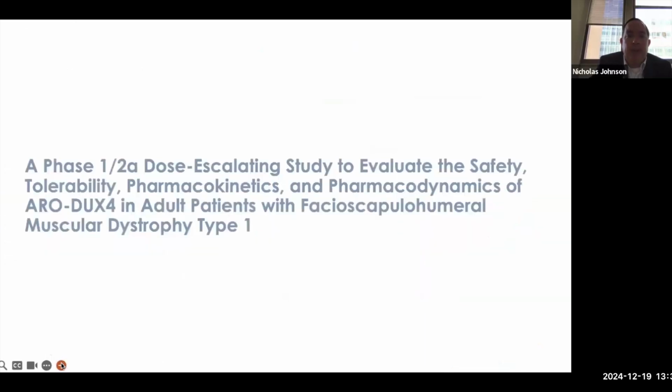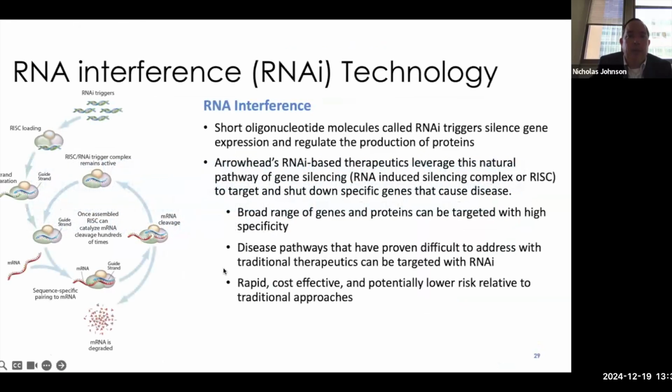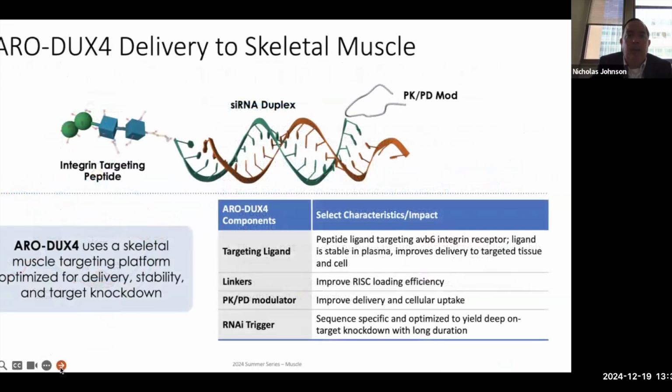Same idea. This is from Arrowhead. So this is a phase 1/2 trial looking at a very similar approach. It's an RNA interference approach designed to knock down DUX4. And this is basically the way that works. And here, rather than using the transferrin 1 receptor, they used a piece of protein with the same basic idea that they're intending to get that into the muscle.